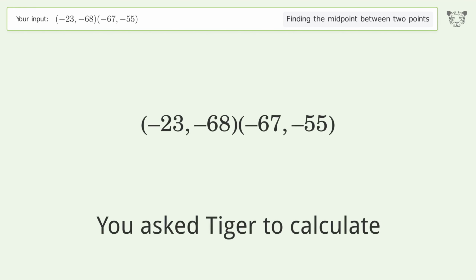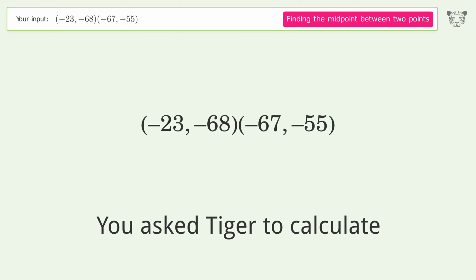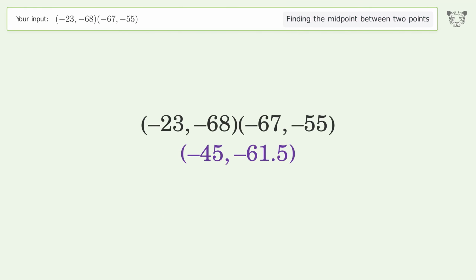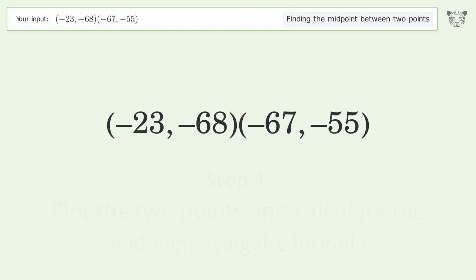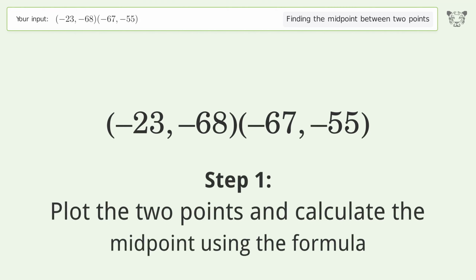You ask Tiger to calculate. This deals with finding the midpoint between 2 points. The midpoint between the 2 points is -45, -61.5. Let's solve it step by step. Plot the 2 points and calculate the midpoint using the formula.